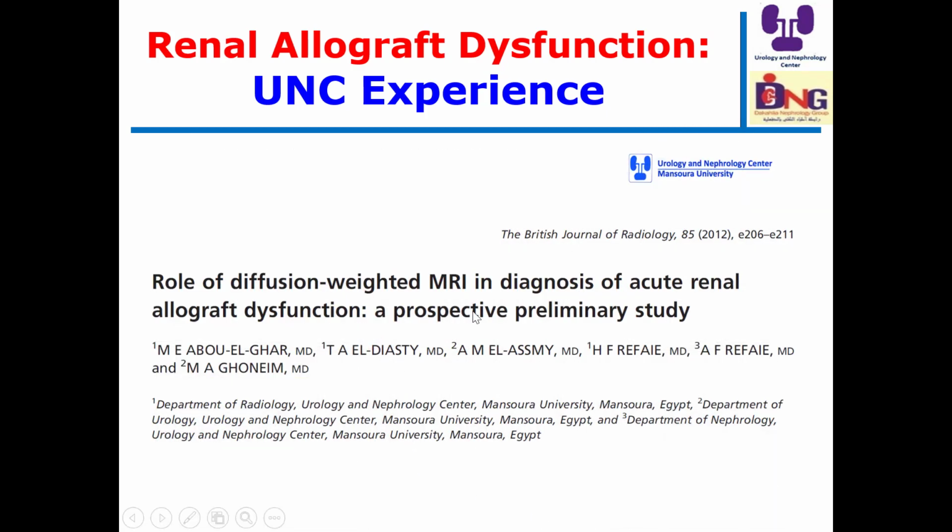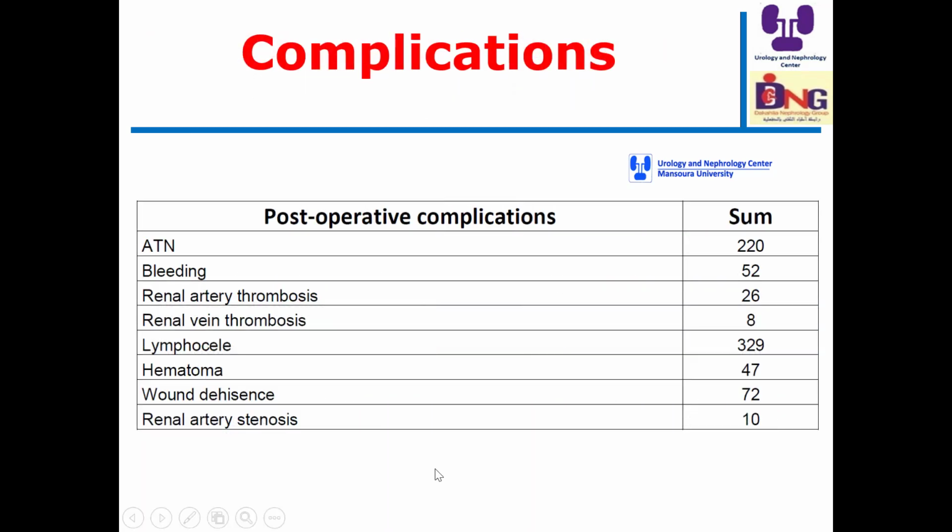And this is MRI. We have the study of the role of diffusion weighted imaging of MRI to diagnose acute renal allograft dysfunction by Professor Abulghar. And as I mentioned, there is a lot of innovation in the MRI, and this is the percentage of problems within our cases up to date. And find the number, this is approximate from 3,000. I think the figures are accepted.